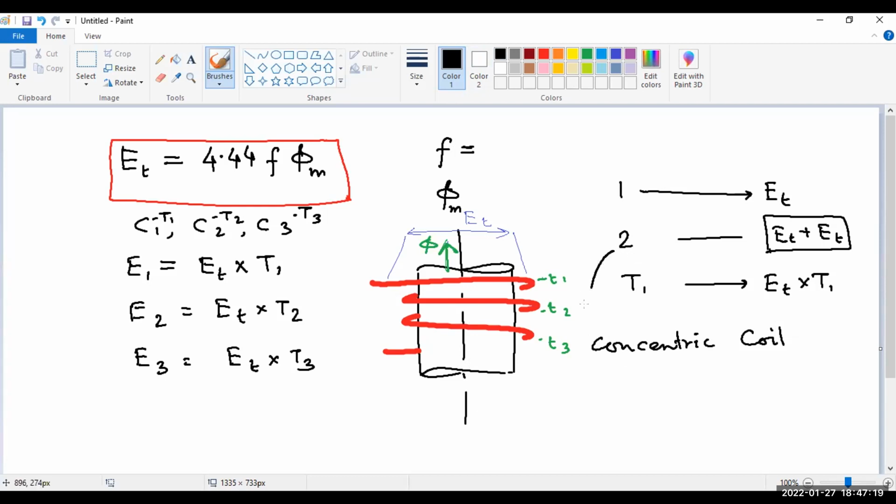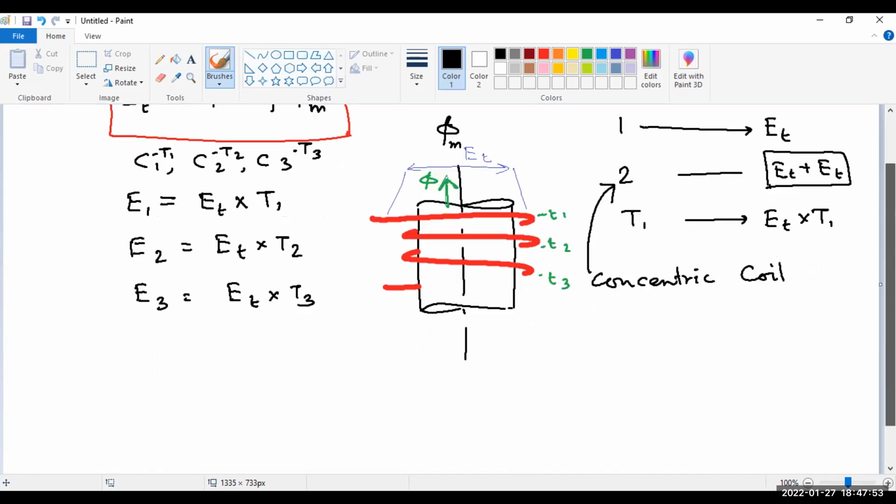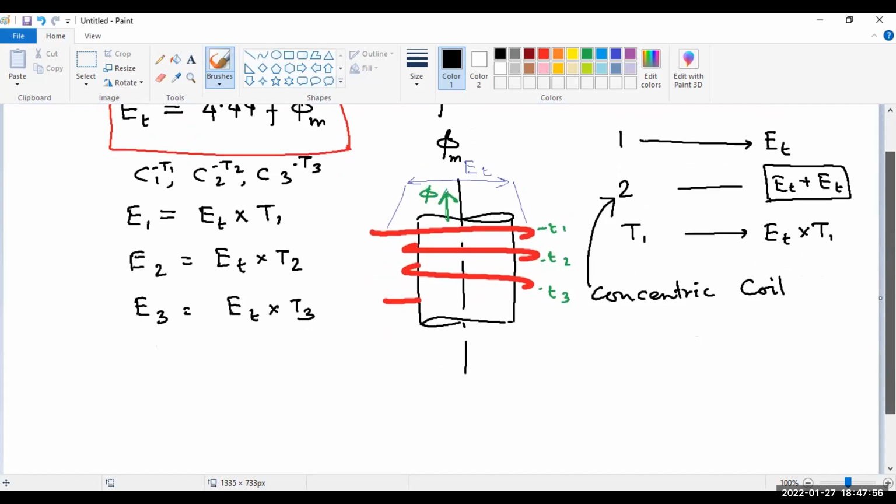So this is only possible. That means this algebraic addition of their individual contributions can be possible only in the case of a concentric coil, because in that case all the voltage contributions will be in the same phase. Then only we can add them algebraically. Got my point? Yes, sir. Okay.